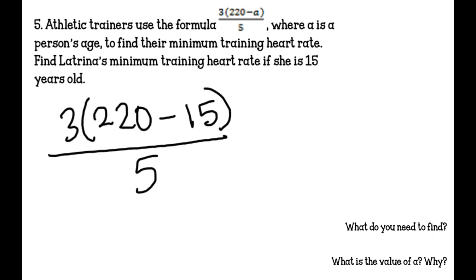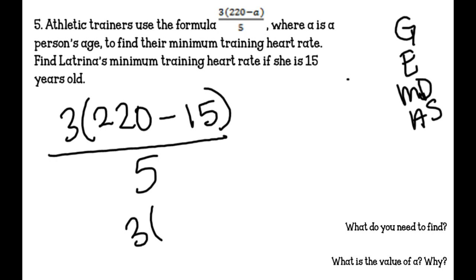And we do GMDOS. If it helps you, which it always helps me, I'm going to write it out here. We do our GMDOS. Do we have anything inside of the grouping symbols to do? We do. We can do 220 minus 15, which is going to give us 205. And we're going to do all of that divided by 5.